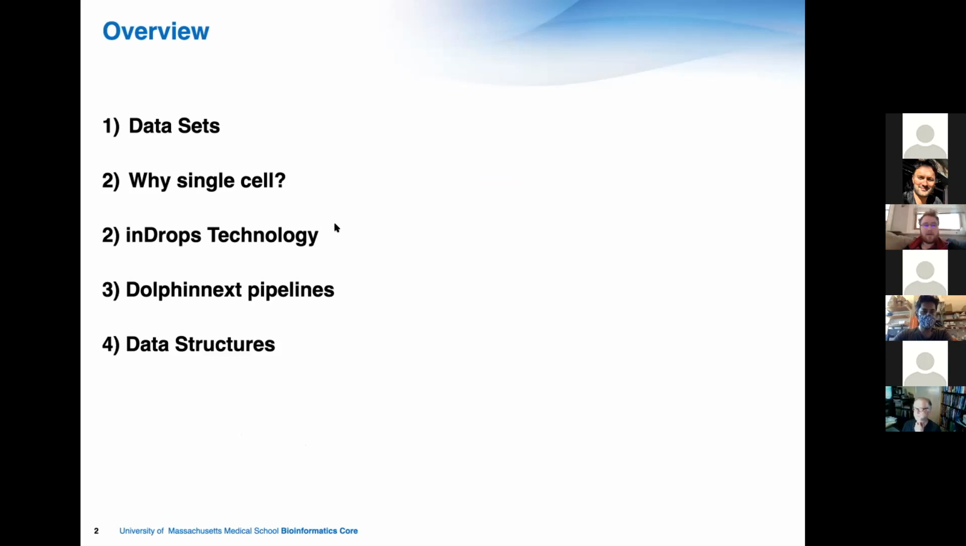There are many other single cell methods out there. This is just one of them that our lab happens to have on site. A little bit about the DolphinNext pipelines, which are used to process the raw sequencing files from the sequencer all the way to what we're going to work with today, which is a UMI matrix, and we'll go over that in more detail at the very end as well when we talk about the data structures.